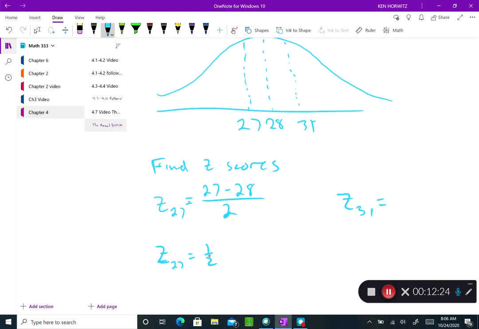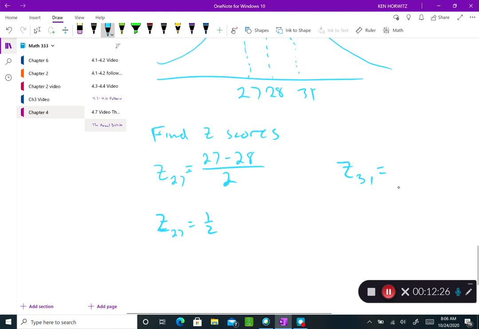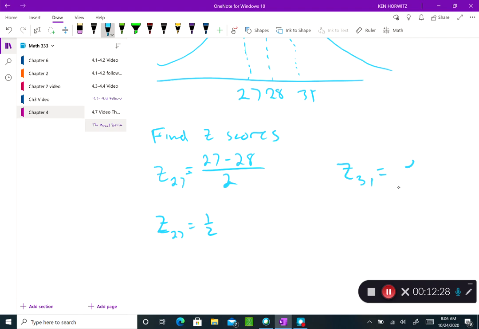Now for 31, I should get a positive z-score because it's on the right side of 28. So I have 31 minus 28 over 2. And when you do the math, you find the z-score for 31 is 1.5. Now we have to look up our corresponding areas. This should be negative 1/2, not 1/2.